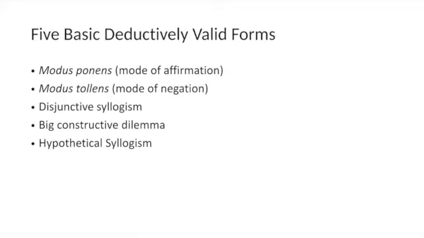So there are 5 deductively valid forms that you'll see me using mostly: modus ponens, modus tollens, disjunctive syllogism, constructive dilemma, and hypothetical syllogism. So there's 5 of them. Modus ponens means mode of affirmation. Modus tollens means mode of negation. And again, these are all valid forms of deductive argument, or rules of inference, as they may be called in some texts.